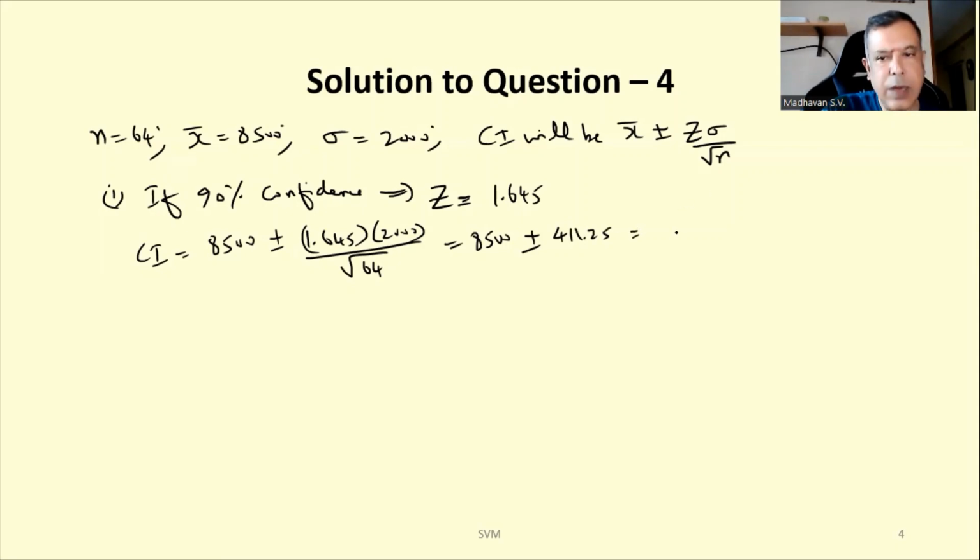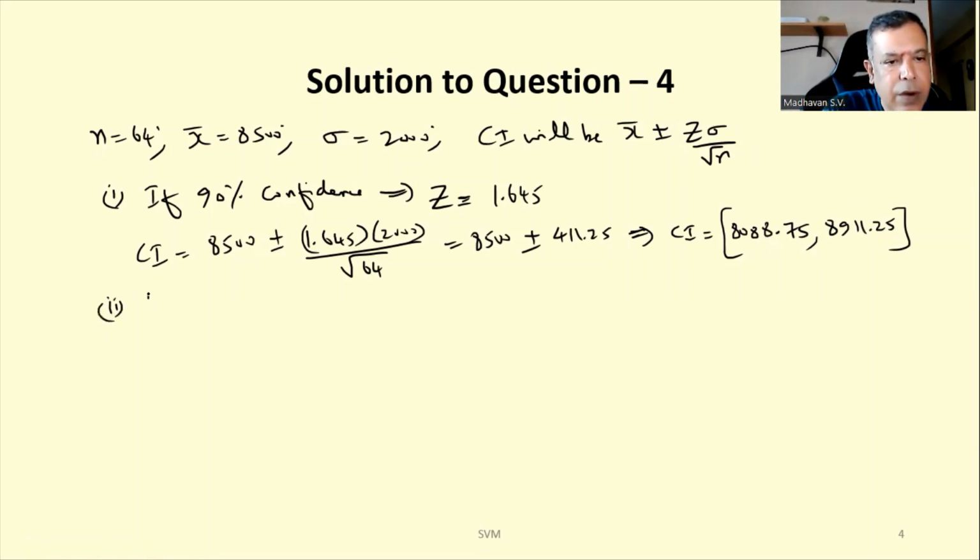If we evaluate this, we will get 8500 plus or minus 411.25. So that means our confidence interval's lower limit is $8,500 minus 411.25, which gives 8088.75. For the upper limit, we will be adding, and we get 8911.25. Means the population mean will lie between these two values.